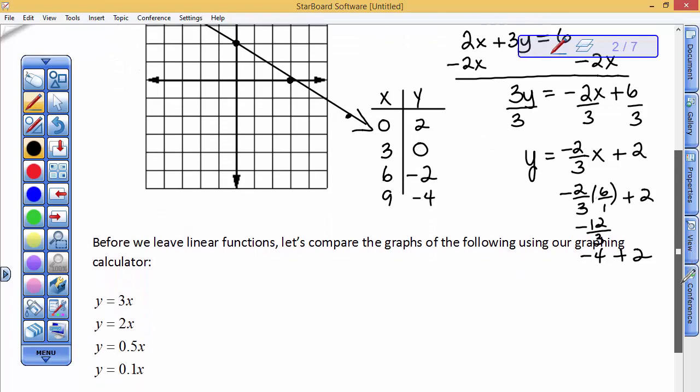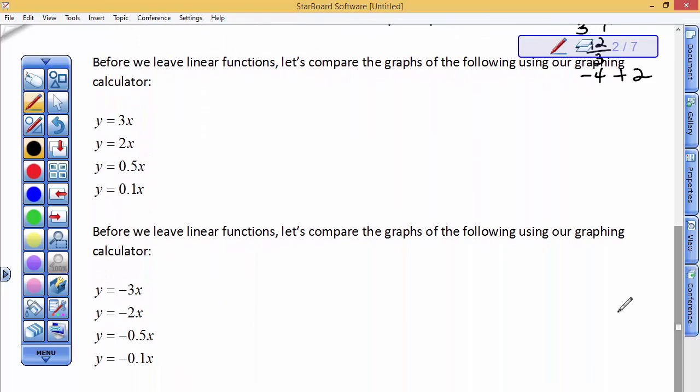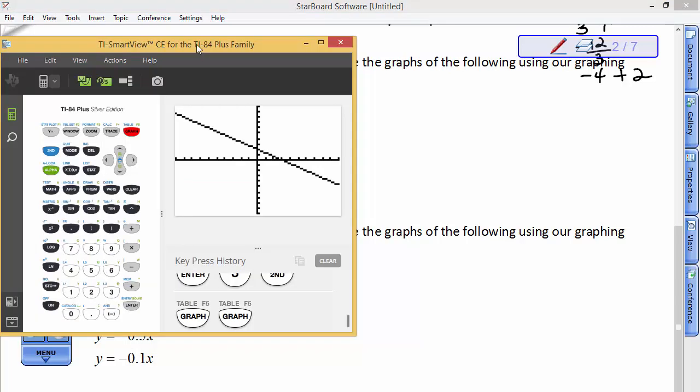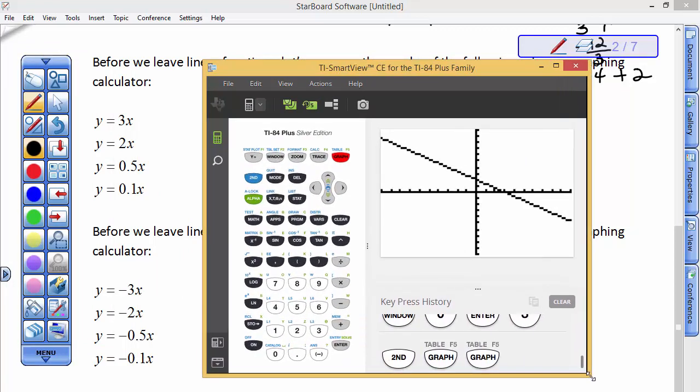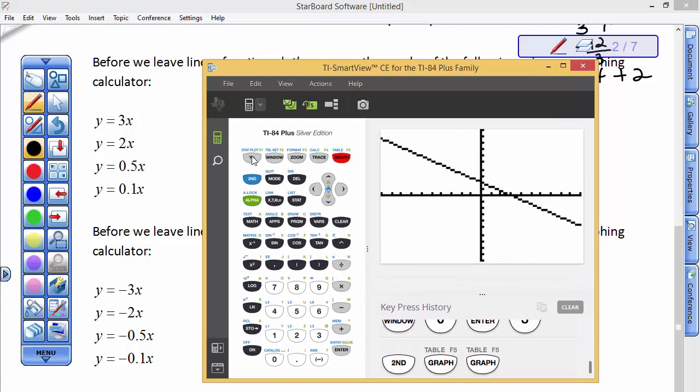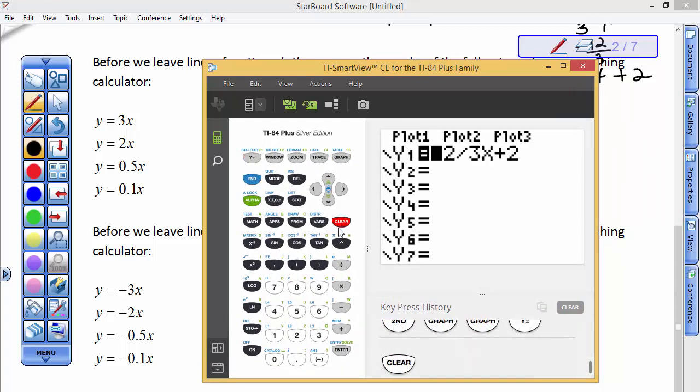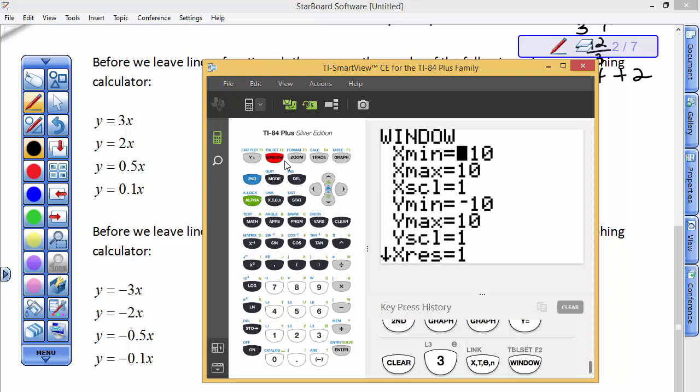So we're going to go ahead, and I might expand the calculator a little bit. So let's go in here and hit clear, and let's graph y equals 3x. I want you to remember that I've set my window to go from negative 10 to 10 with tick marks every 1 unit, negative 10 to 10.